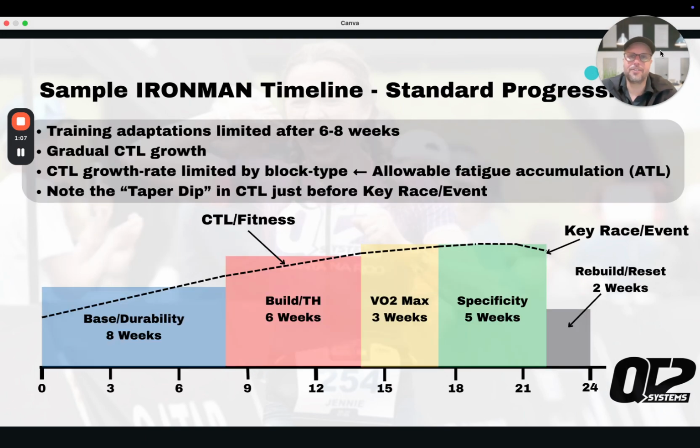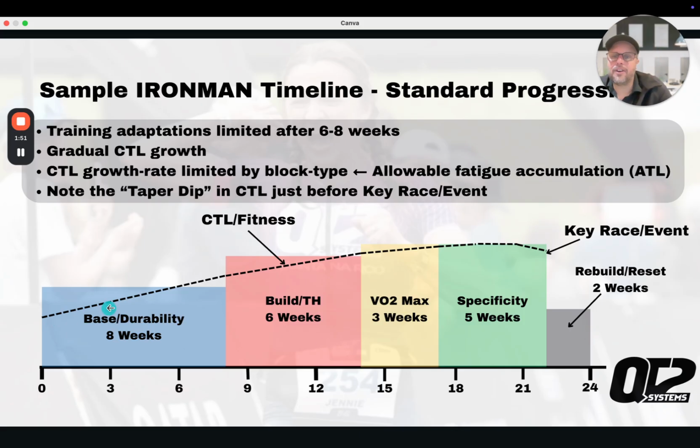So we went over this last time, but this is just a sample Ironman standard progression, which we can utilize. It's kind of a one size fits all approach. It's not always the best approach, but it will typically not be the wrong answer. This would take us through the different block types in a standard progression, usually about 8 weeks of base durability training, 6 weeks of build threshold training, 3 weeks of VO2 max training, 5 weeks of specificity training, which includes the taper and the race, and 2 weeks of rebuild reset.